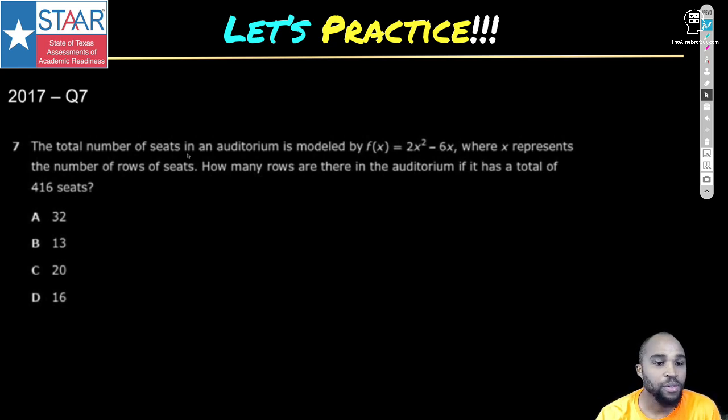The total number of seats in an auditorium is modeled by this function, 2x squared minus 6x, where x represents the number of rows. How many rows are there in the auditorium if it has a total of 416 seats?